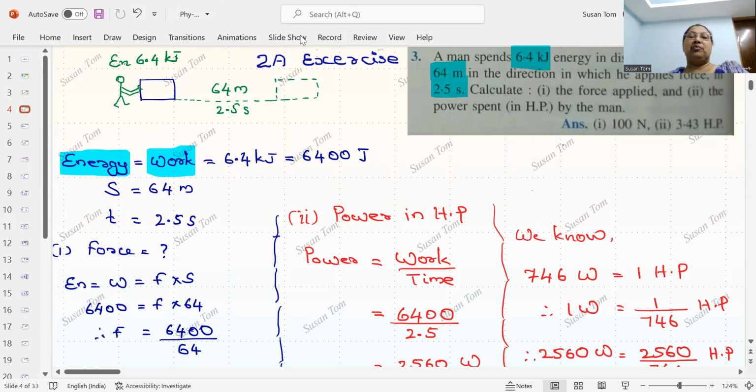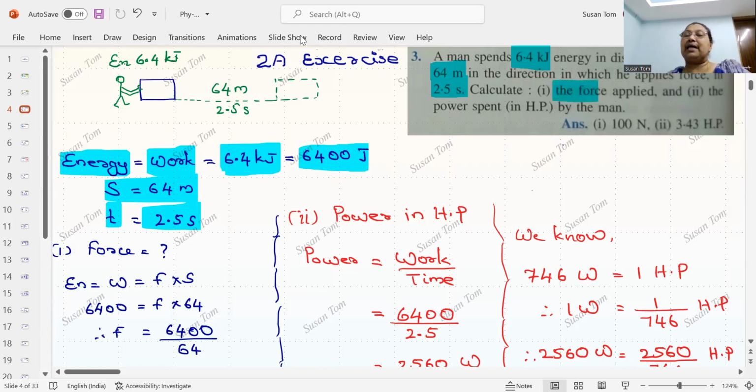So always we can equate energy as work done. Energy equal to work done, which is equal to 6.4 kilojoules, which you have to make into joules by multiplying with 1000. So 6400 joules it is. Displacement 64 meters. Time is 2.5 seconds. Then you are asked to calculate the force applied and the power spent in horsepower by the man.